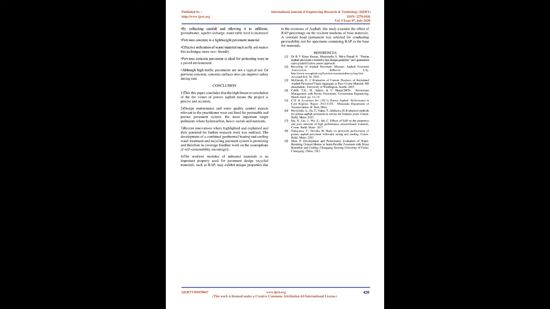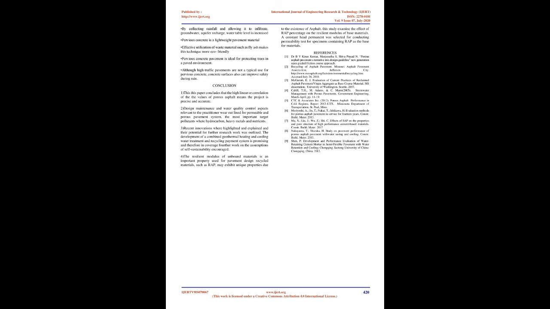Conclusion. 1. This paper concludes that the high linear correlation of the values of porous asphalt means the project is precise and accurate. 2. Design, maintenance and water quality control aspects relevant to the practitioner were outlined for permeable and porous pavement systems. The most important target pollutants were hydrocarbons, heavy metals, and nutrients. 3. Recent innovations were highlighted and explained and their potential for further research work was outlined. The development of a combined geothermal heating and cooling water treatment and recycling pavement system is promising, and therefore further work on the assumptions of self-sustainability is encouraged.